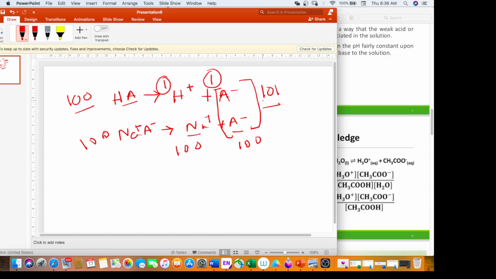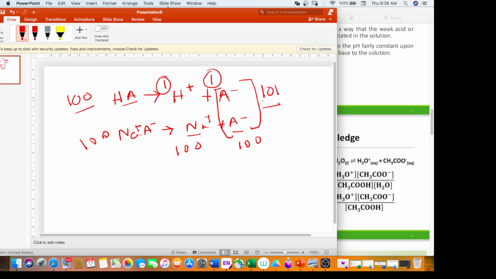Okay, so that means this ion actually comes mainly from the salt, right? This ion. Okay, so this concentration actually will indicate the concentration of the salt in the buffer system, clear? It will indicate the concentration of the salt. Is this concept clear? Yes, sir.